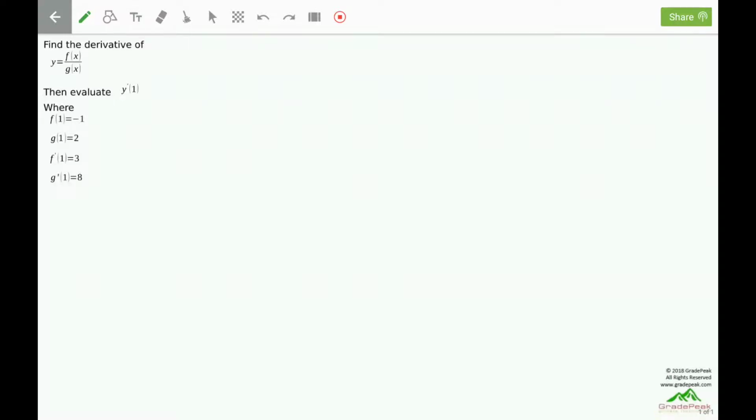Find the derivative of y equals f of x divided by g of x, then evaluate y prime of 1 where we have that information. Y here is the quotient, the division of two functions, both of which are unknown, f of x divided by g of x. But we do have a quotient, so we can therefore use the quotient rule for the derivative.